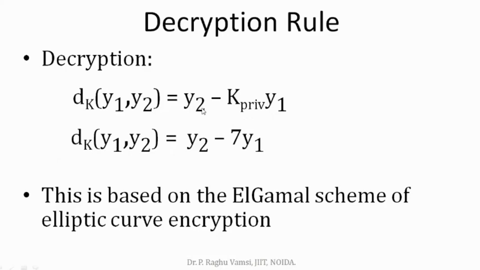So far we have seen adding of 2 points, but now we are going to see the subtraction. d_k(y1, y2) = y2 minus 7y1. This 7 is the private key that we have chosen, so 7y1 will be computed. So this computation will be done. This is based upon the ElGamal scheme of elliptic curve encryption.